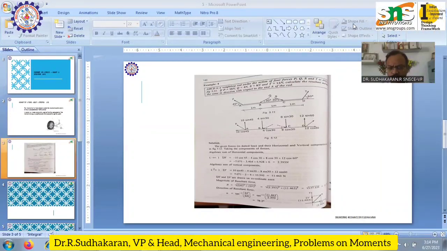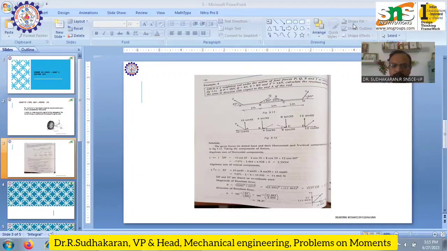Now I am going to resolve all the four forces into their horizontal and vertical components. So resolving the force P acting at point A, you get 10 cos 45 acting towards the left and 10 sin 45 acting upwards. Similarly, at point B, resolving into horizontal and vertical components, 4 cos 30 towards left and 4 sin 30 acting downwards.